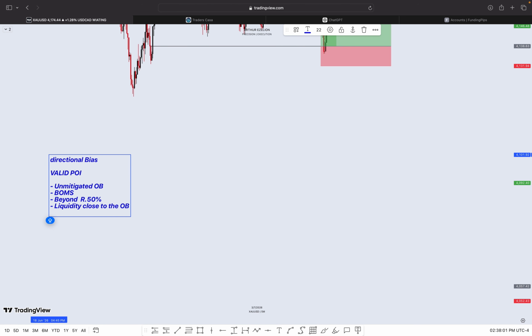So now, this liquidity, I want to refine it a bit. Before, I told you guys liquidity is basically a swing, but no, this liquidity needs to meet these criteria. These are the rules for the liquidity. Number one, it must be beyond 50%. It must be sitting at a range beyond 50%.